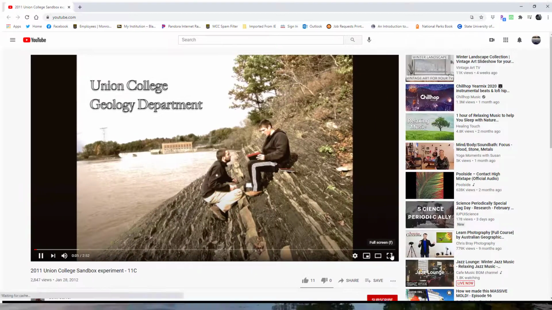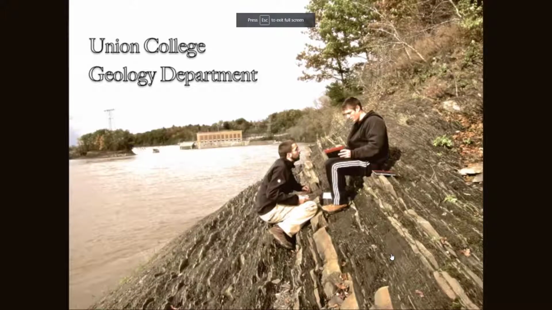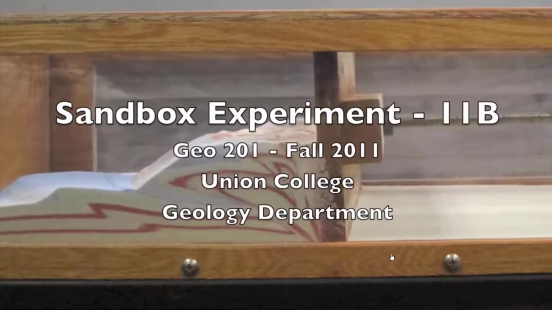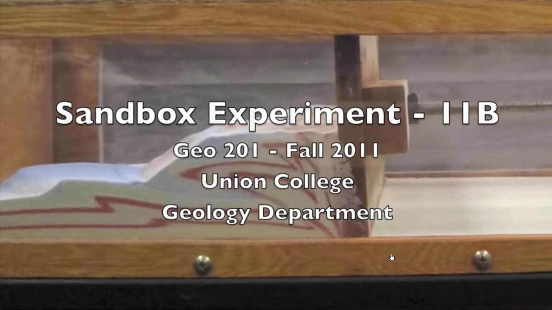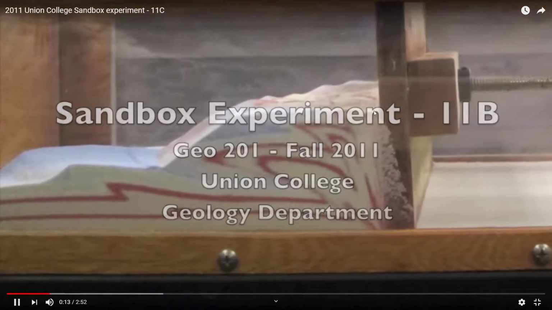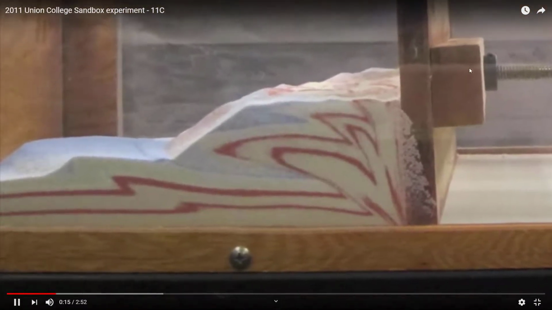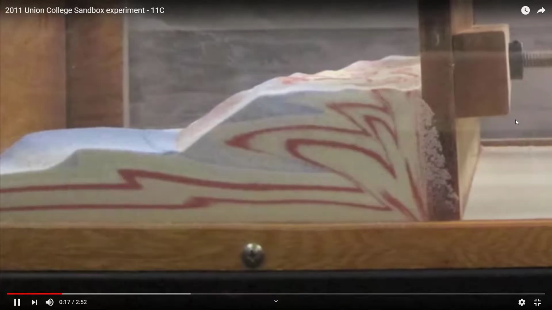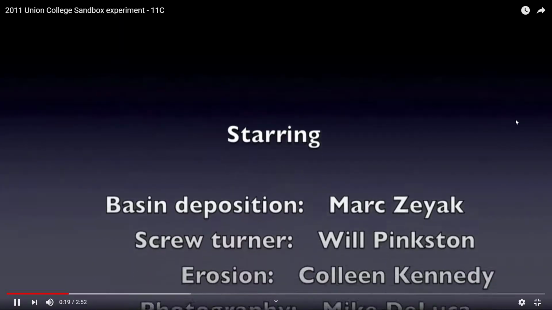These types of faults can be recreated in sandbox experiments, which are actually super cool, as you'll see here from Union College. So sandbox experiments are pretty much where sand is poured into a plexiglass box, and then you have, in this case, a block, and it's slowly compressed, and as it compresses, you'll see some of those faults form.